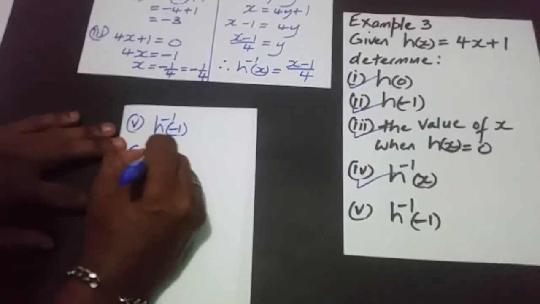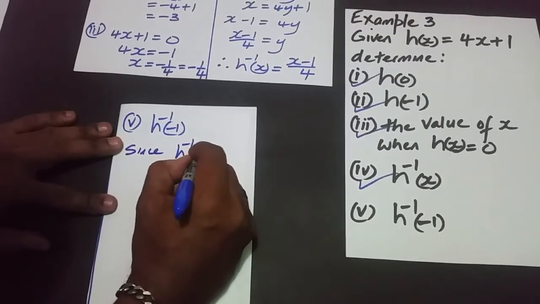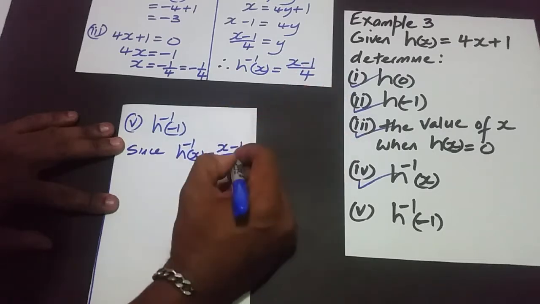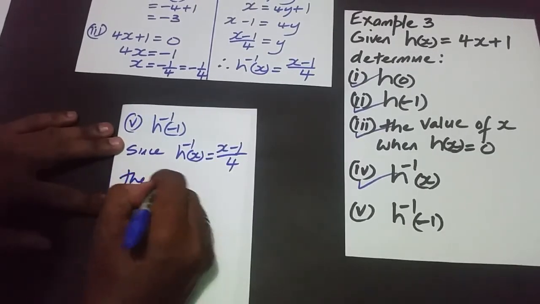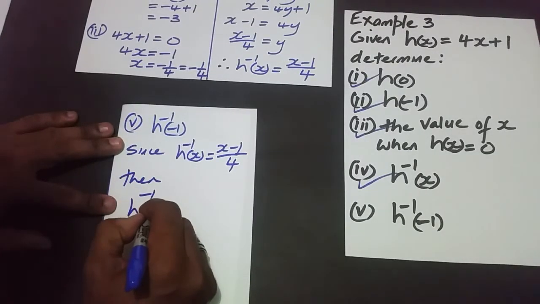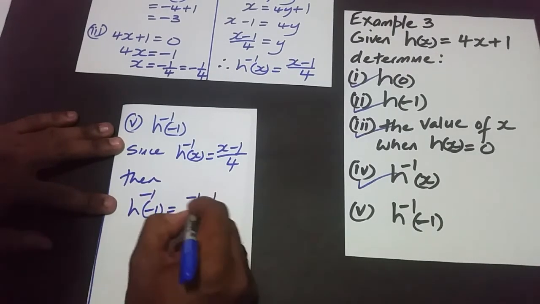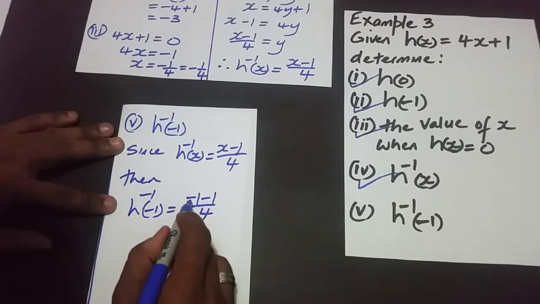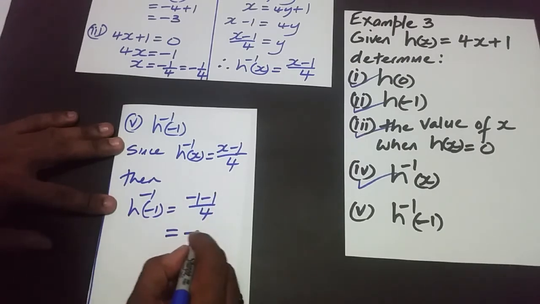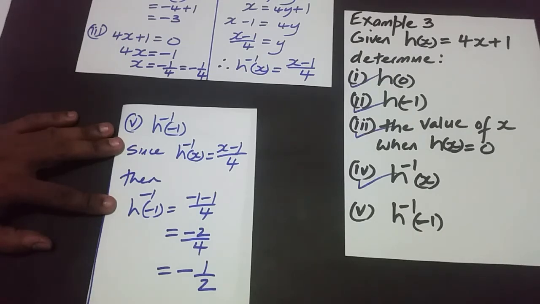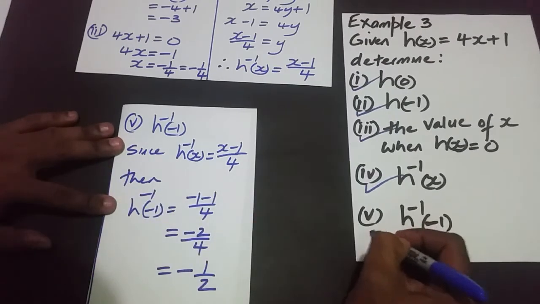So since our inverse of h of x is x minus 1 over 4, which is what we got, then the inverse of h of negative 1 simply means we're replacing x with minus 1, and we're going through to work that. So you owe 1 and you owe 1, that means you owe 2. So this would be minus a half. 2 into itself 1, and 2 into 4 2. So that will be the final part of your answer.